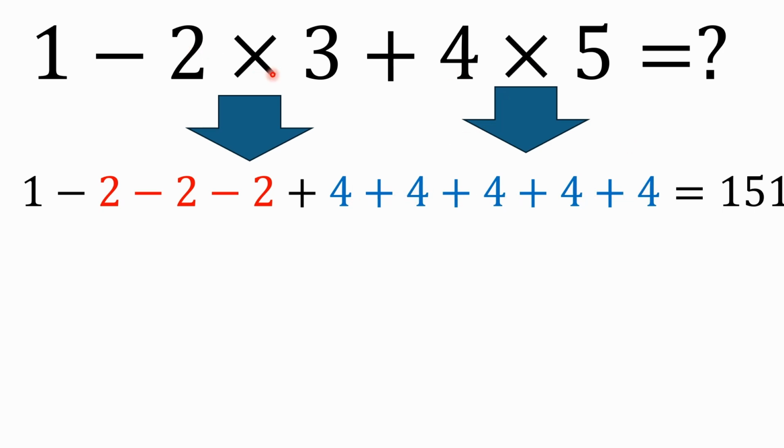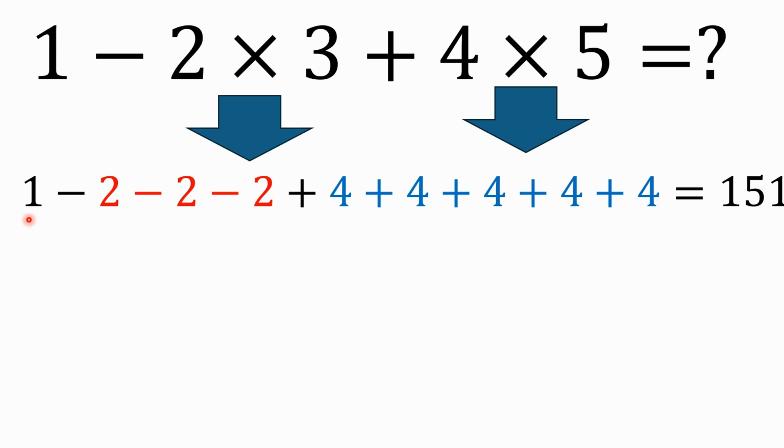2 times 3 is the same thing as adding 2 3 times. Now keep in mind, we have a negative sign in front of the 2 times 3. So in this case, negative 2 times 3 is the same thing as subtracting 2 3 times.